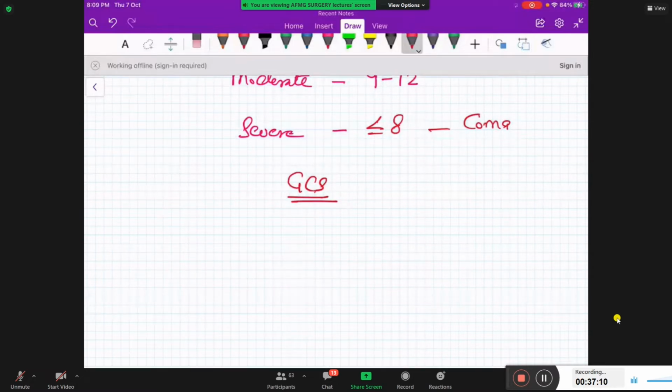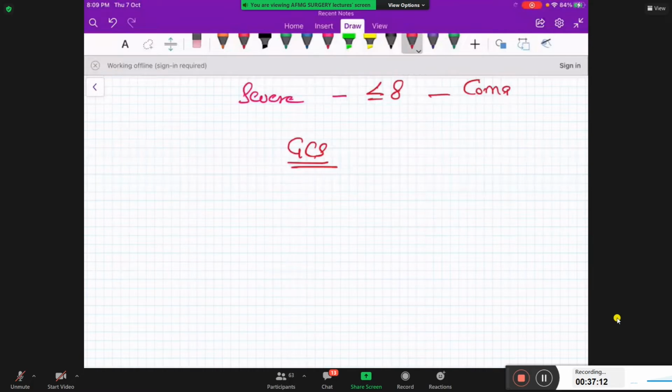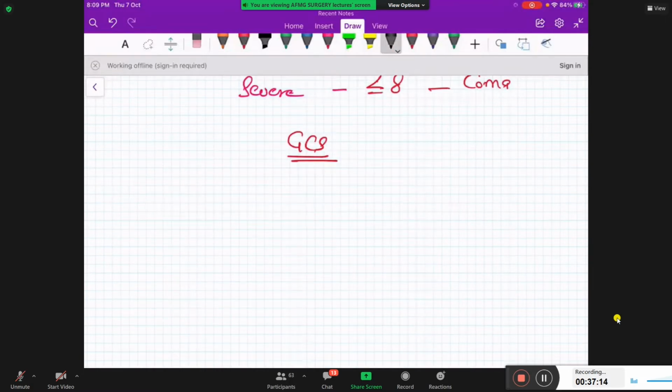GCS is assessed by 3 things. ये क्वेश्चन भी एग्जाम में पक्का है. One question on GCS comes regularly in exam. So आप बिना GCS को जाने you can't appear in this exam. As simple as that, right?